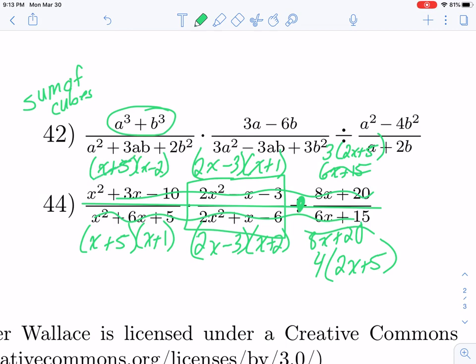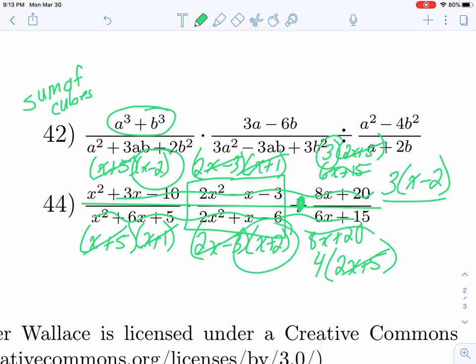So I got x plus 5, x plus 5. 2x minus 3, 2x minus 3, x plus 1, x plus 1, 2x plus 5, 2x plus 5. So the key on a problem like this is make sure that you have gathered everything that you did not cancel. So I didn't cancel an x minus 2. I didn't cancel a 3. So up top, 3 times x minus 2 over, down below, I got an x plus 2 and a 4. So that would be my final answer.